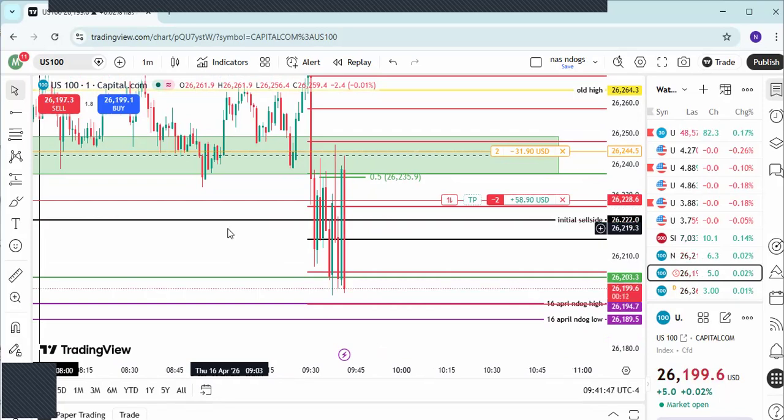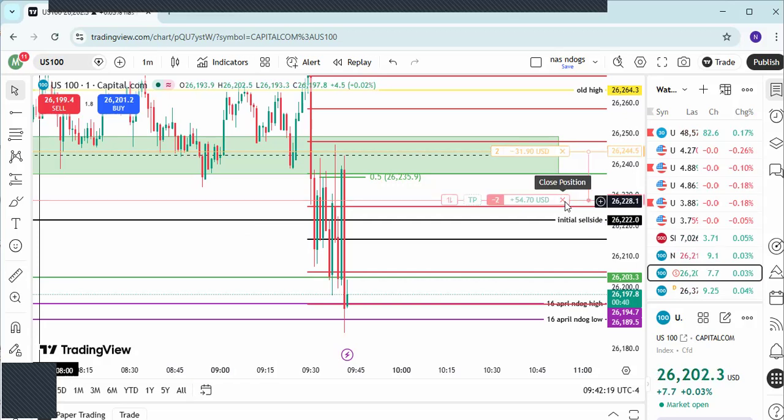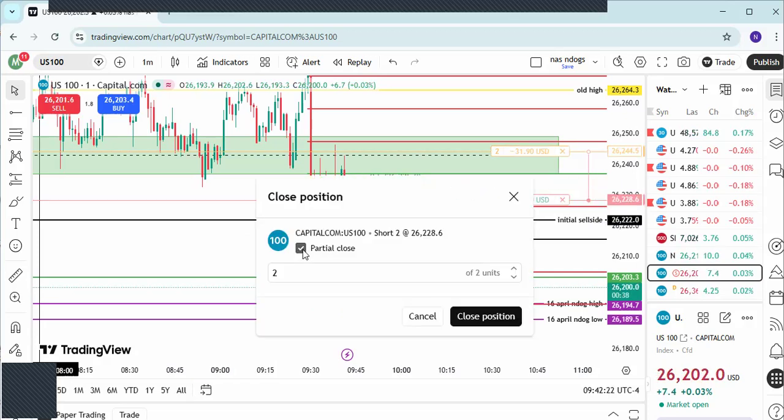Let's go, buddy. Let's go. Once more. Oh, that's beautiful. We're gonna take a partial there. Below that, we're gonna take one partial.